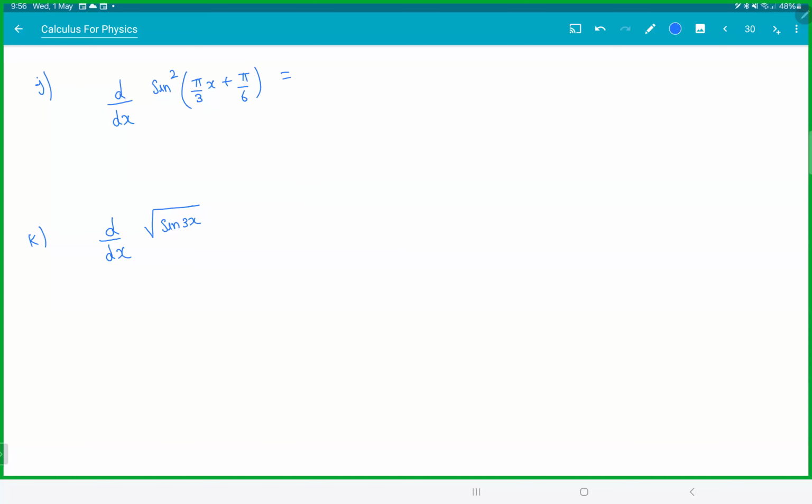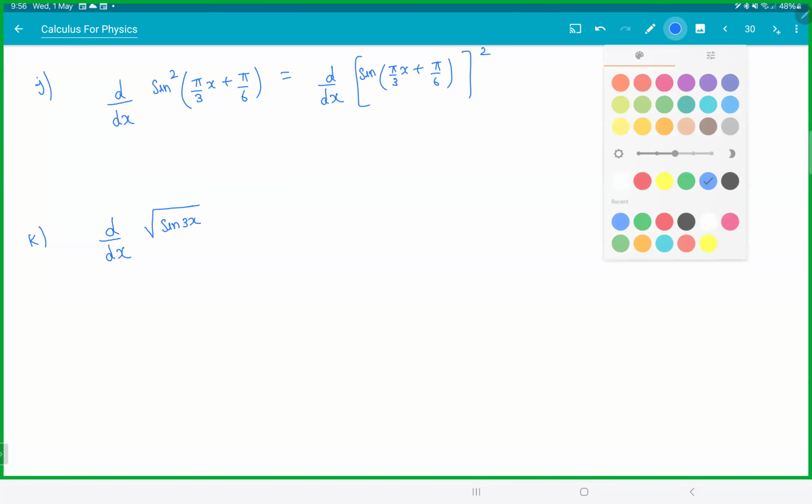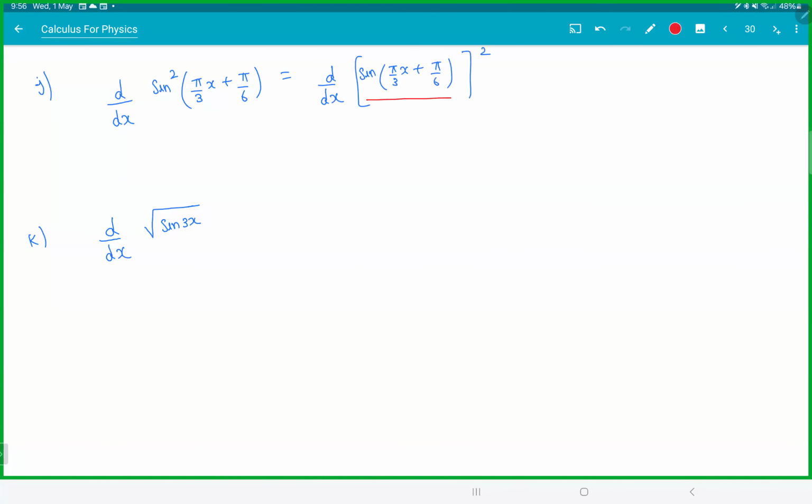How to do this thing? This is d by dx of sine squared. It's easy, it's just that pi and all will suddenly start looking scary. So this whole function is squared, agreed? So this whole thing inside is some function.